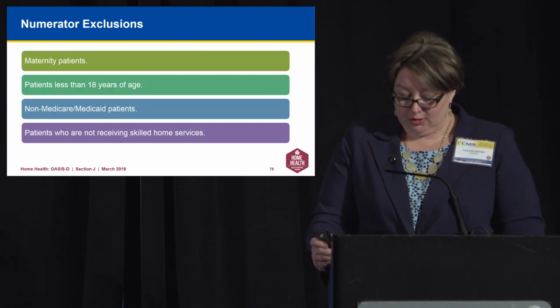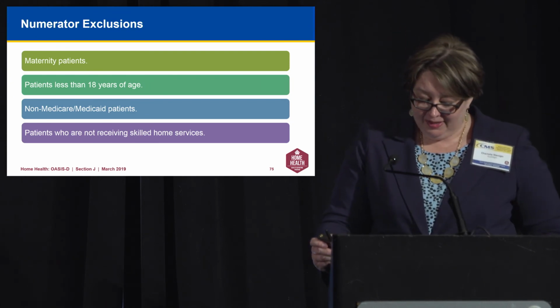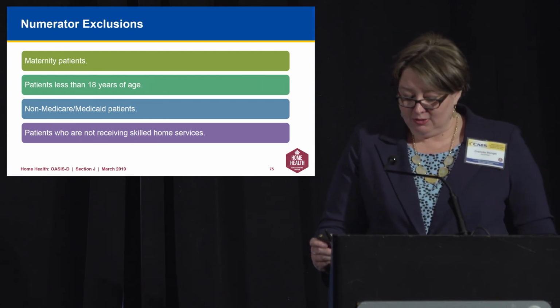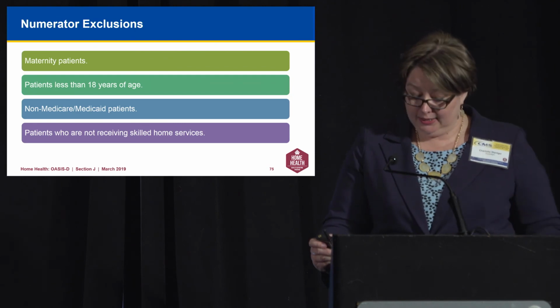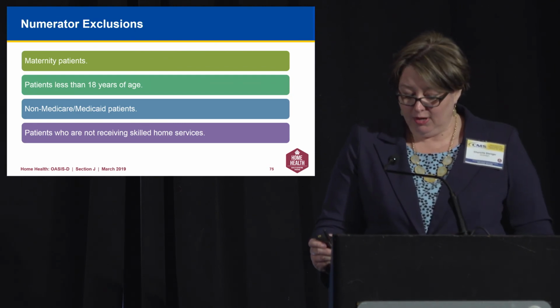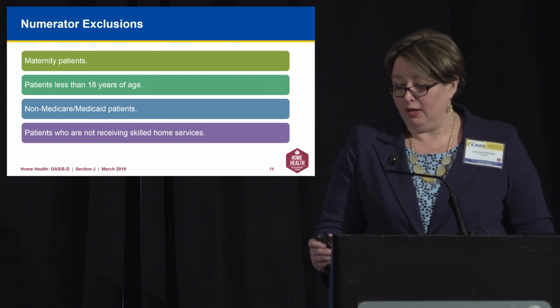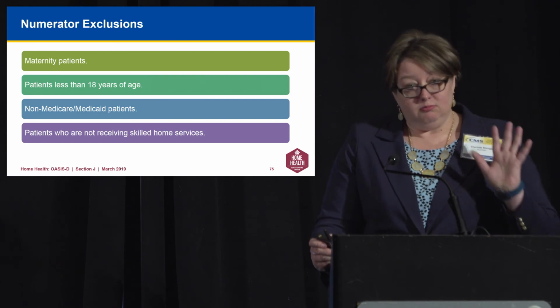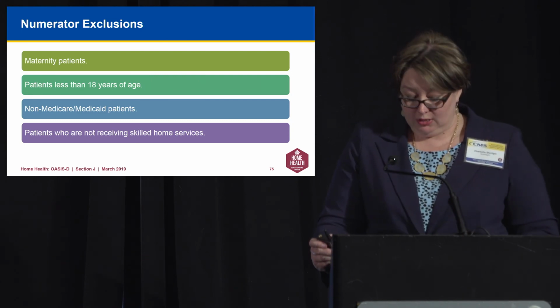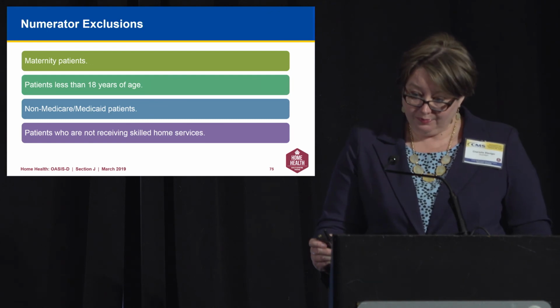In your numerator exclusions, these might look a little familiar, right? Your Medicare certified home agencies are currently required to collect and submit OASIS data only for adults age 18 and over, non-maternity Medicare and Medicaid patients who are receiving skilled home health care. So remember, that's pretty familiar. That's what you're going to see as far as the parts that are going to be excluded from that numerator.